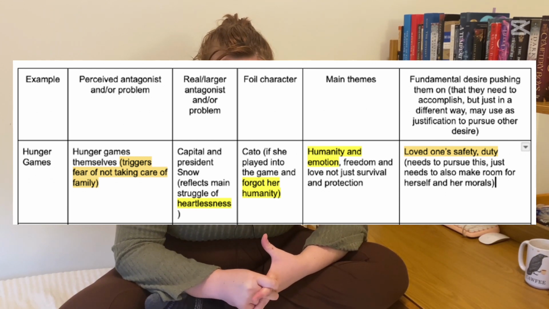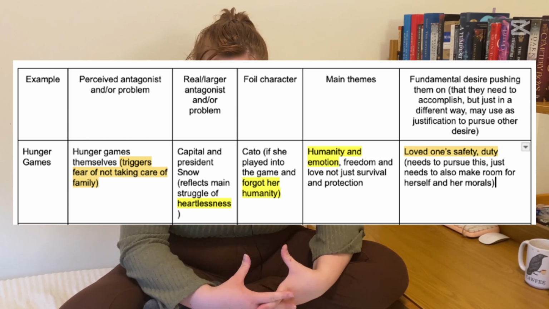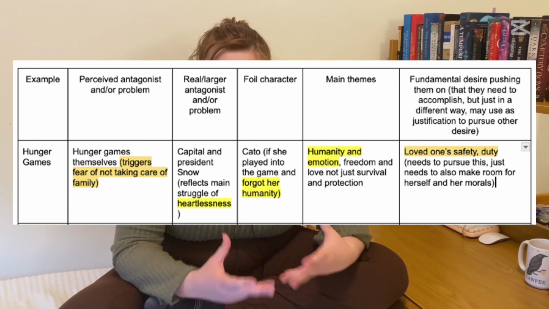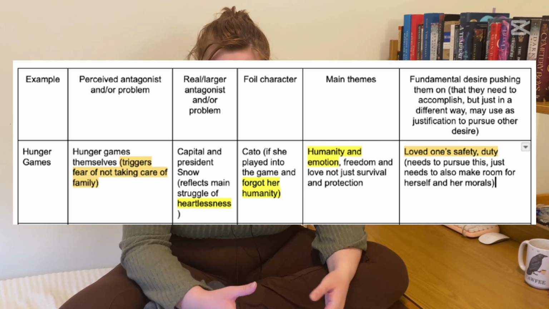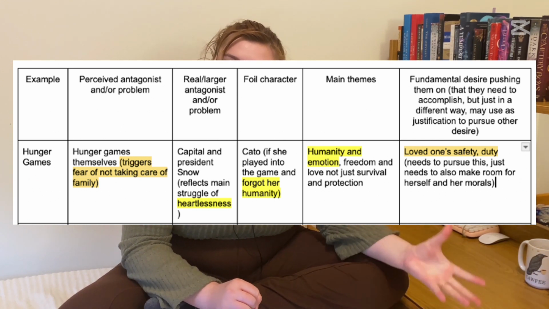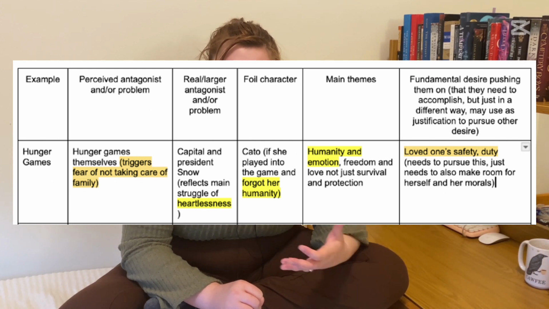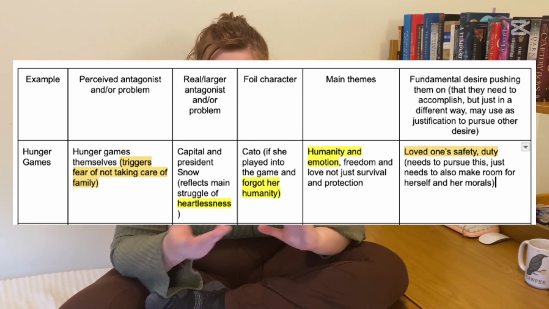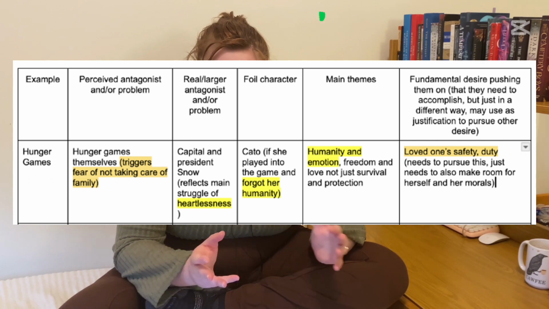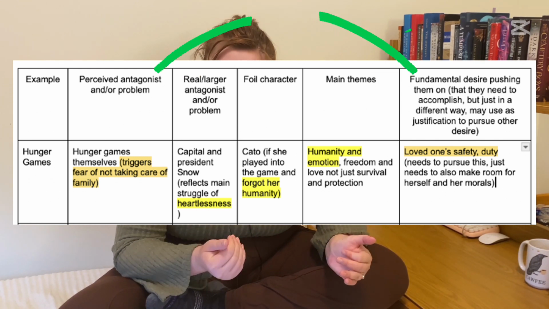The reason she needs to go about it in a different way is she needs to make room for herself and her morals, her humanity. It's okay to pursue her loved ones' safety, and it's okay to pursue her duty, but she needs to not sacrifice these key parts of what it means to be human. Therefore, the fundamental desire is parallel to the perceived problem and what fear it triggers.